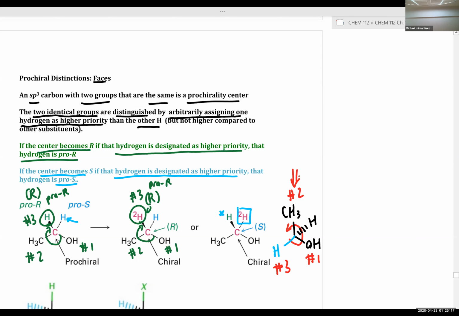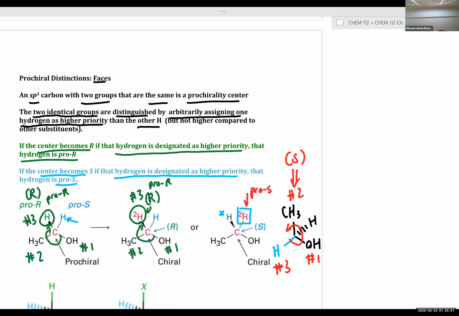Is it R or S? Are we going clockwise or counterclockwise? Counterclockwise. So this would be an S center. So we'd call this hydrogen pro-S, because designating this hydrogen as higher priority results in an S configuration at our center. Does that make sense? Does that clear things up?